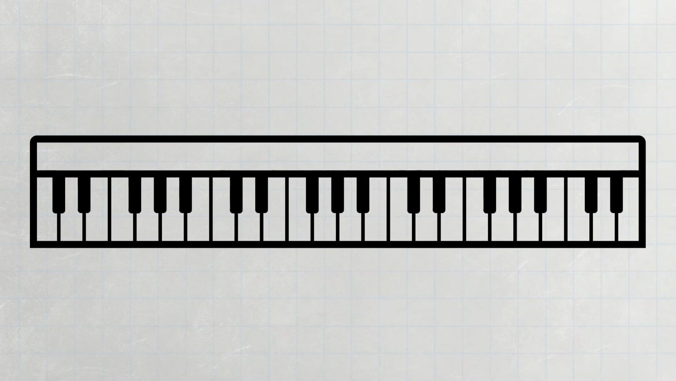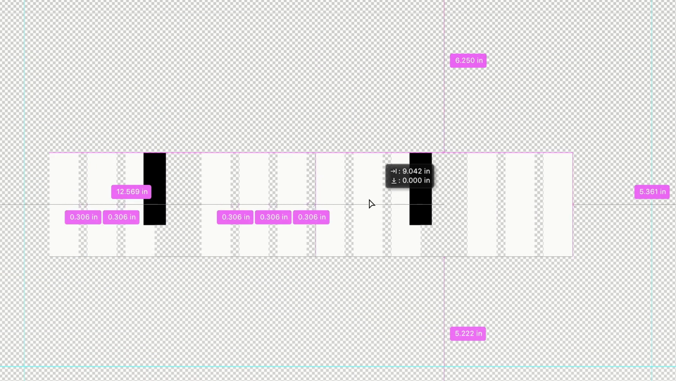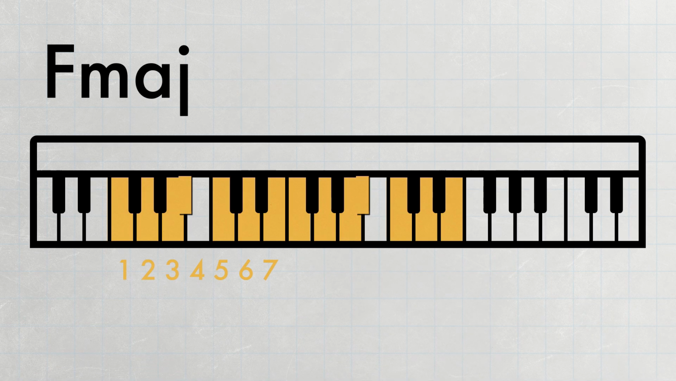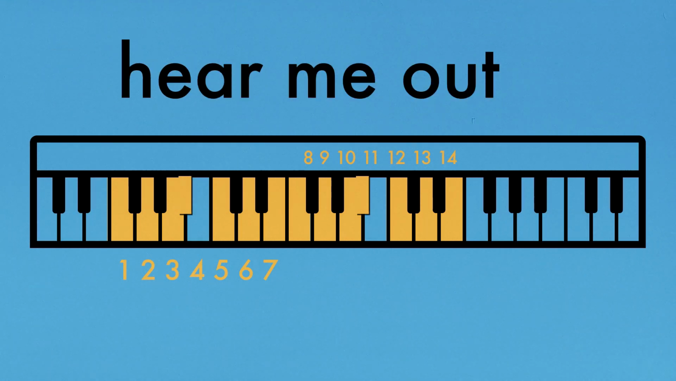Let's say that we're going to play an F major chord. These are the scale degrees in F major. But what if we took that scale, duplicated it, and shifted it up one octave? After a little mental reorientation, we could consider these two scales together a new scale. I know, that's debatable, but hear me out.